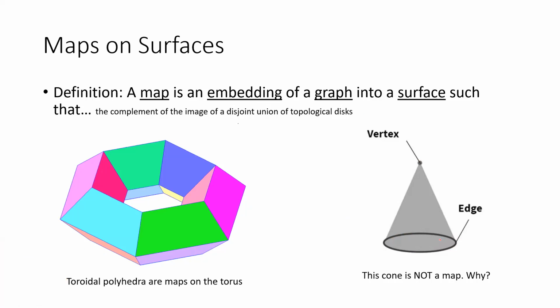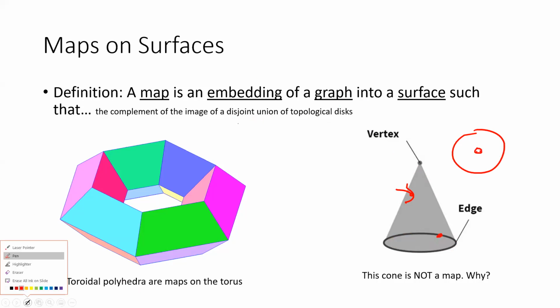And even if I did put in a new vertex here to make it have an underlying graph, the complement of the image of this graph inside of the sphere does not break up into a union of topological disks. You see this connected component of the complement is looking like an annulus, which is not a topological disk. So that's why the picture on the right is not an example of a map.